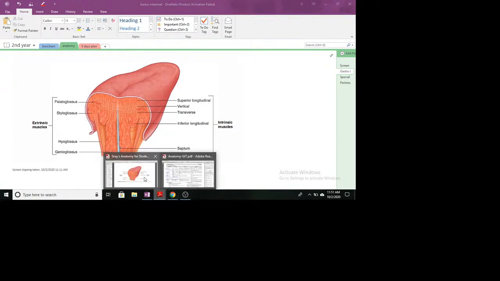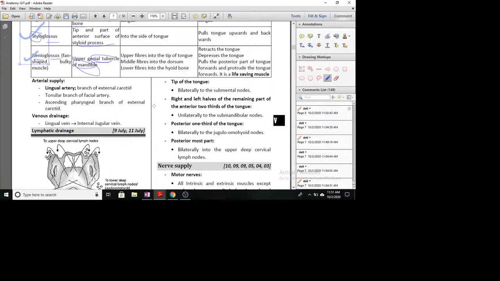Now let's move on to more things. So arterial supply: it is supplied by the lingual artery, which is a branch of what? External carotid artery. Tonsillar branch of facial artery as well. Lingual branch of external carotid artery, tonsillar branch of facial artery, and ascending pharyngeal branch of external carotid artery.